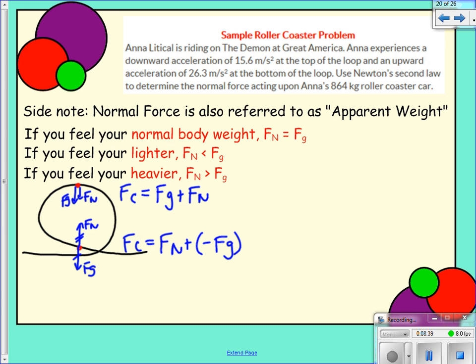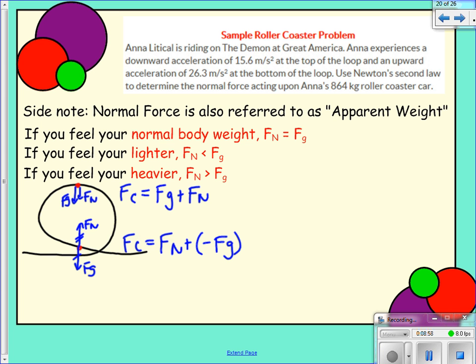Before we start, I want to remind you of something that we learned in first semester. We learned in first semester that your normal force is also referred to as your apparent weight. So what that means is if you feel your normal body weight, like right now you're probably sitting in a chair watching this video, you feel your normal body weight.